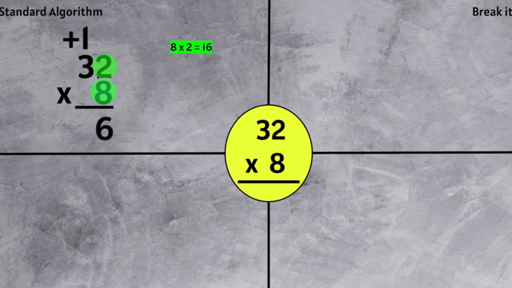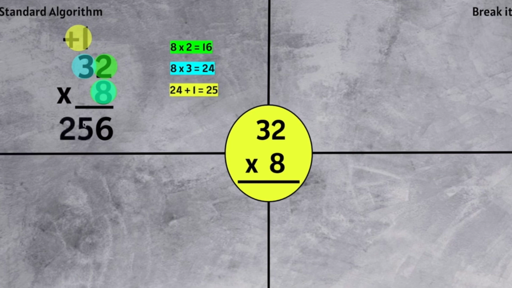Now we can multiply 8 times 3. 8 times 3 equals 24, but we need to add the 1 that we regrouped from the 16. So let's write 24 plus 1. 24 plus 1 is 25, so we can write 25. So the product of 32 times 8 is 256.